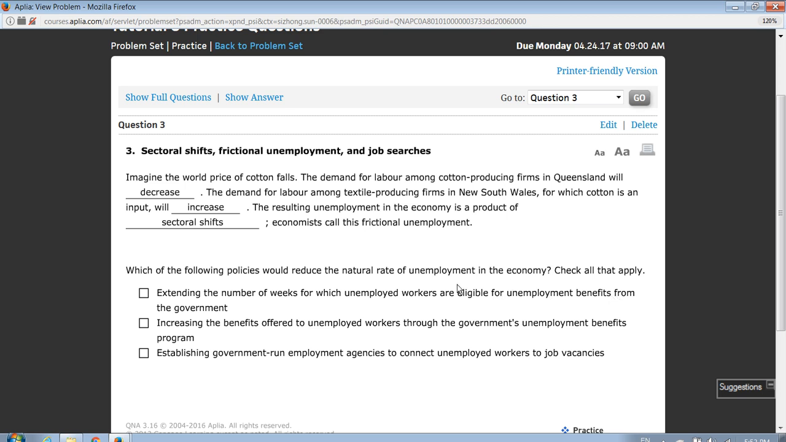So now this will not reduce the unemployment rate, because unemployed people may think that I have more weeks of unemployment benefit, I don't need to try hard to find a job. So this is not increasing the benefit offered to the unemployed workers. Again, this won't encourage unemployed workers to find a job. Establishing government-run employment agencies to connect unemployed workers to job vacancies. So this will indeed make finding a job easier. Okay, that's question 3. Question 4.